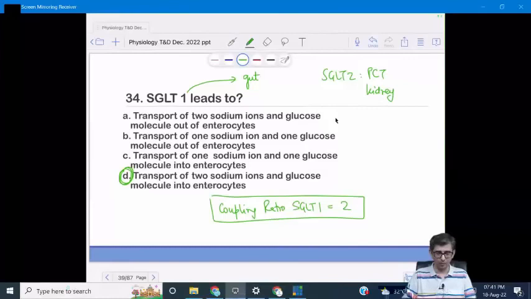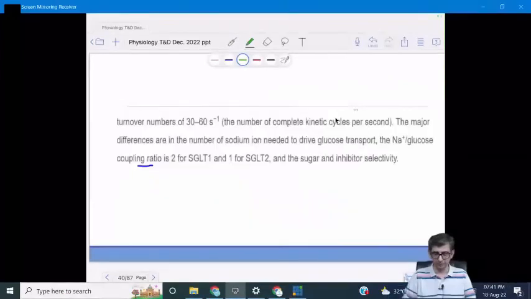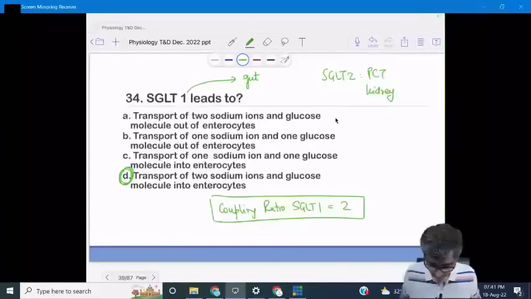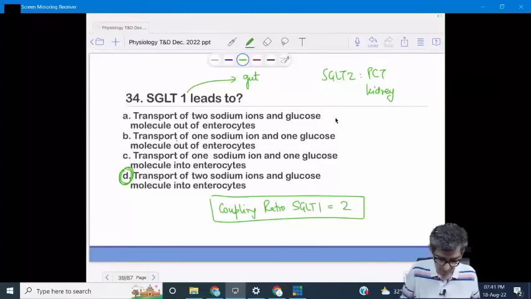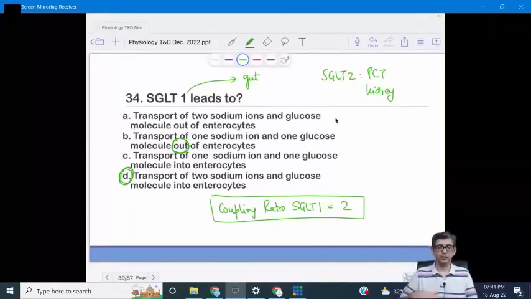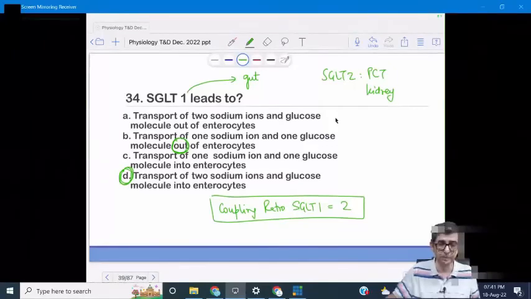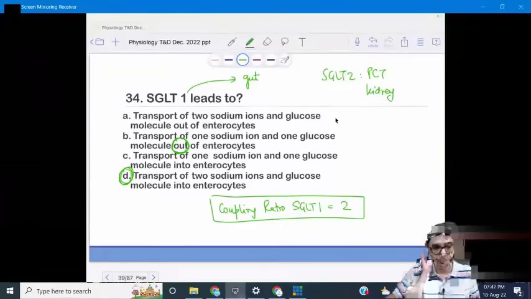Moving to 35. Read this word carefully. Transport of one sodium ion and one glucose molecule out of the enterocytes. It's not out of the enterocytes, no, it is into the enterocytes.